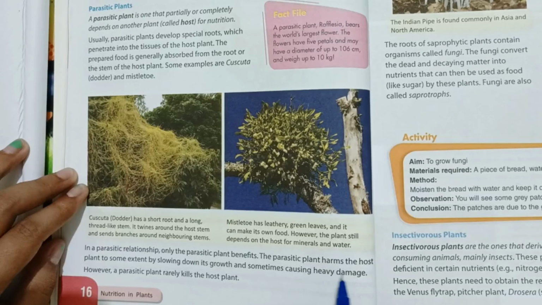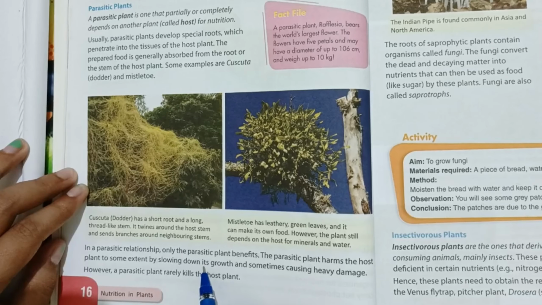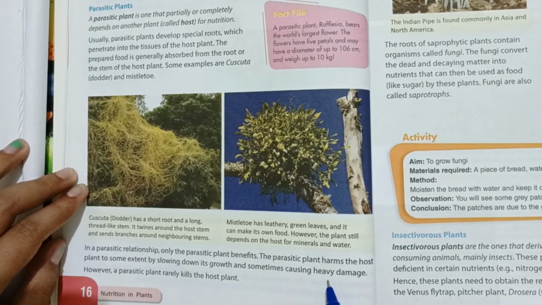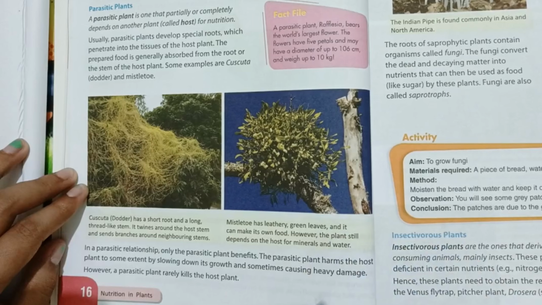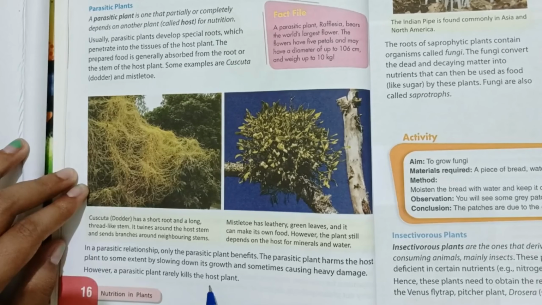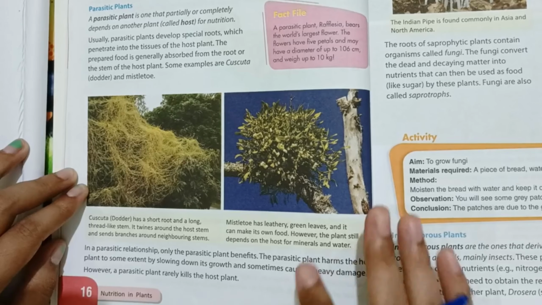The parasitic plant harms the host to some extent by slowing down its growth and sometimes causing heavy damage. Obviously, if the parasitic plant is obtaining the nutrition from the host plant by taking its food, the nutrients, the water, the growth of the host plant will be slowed down. So it is harming the host plant and sometimes it can cause heavy damage too. However, a parasitic plant rarely kills the host plant. Rarely does the host plant get killed.